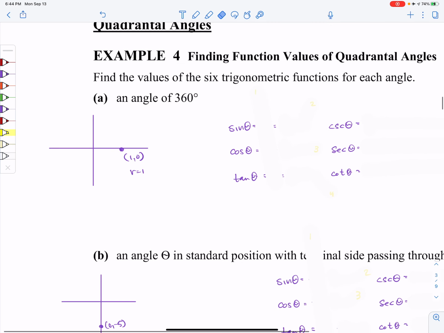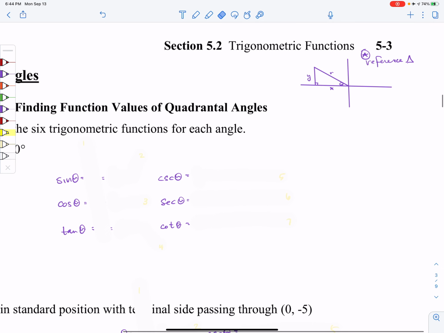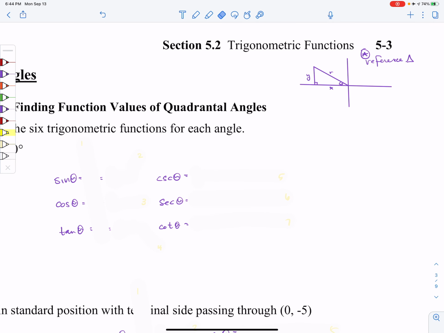But the problem here is that I can't draw a triangle. So what I need then is I need my reference triangle, okay? So my reference triangle hands me my 3 trig values, the y over r, the x over r, the y over x, opposite over hypotenuse, adjacent over hypotenuse, opposite over adjacent. All right, so that's just what we've already done.